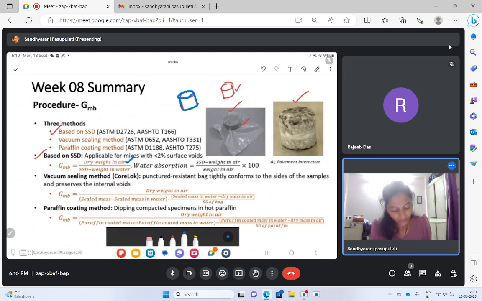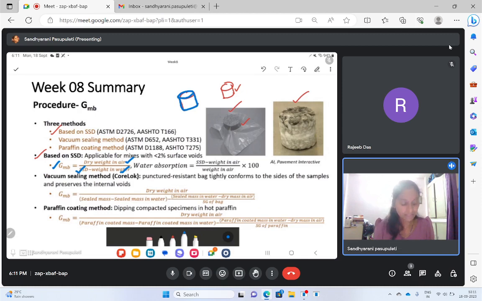That is the reason why we use this method of calculating the weight in water. For dense graded mixes there is no problem. We can calculate the weight of this specimen in the air, and also dip this specimen into the water and measure the weight in the water. Once after measuring the weight in the water, we take that sample out, take a cloth and wipe the surface of the specimen. That means we are removing the water present on the surface. That is called the saturated surface dry condition. Whatever water is inside the specimen, let it be there, but the surface water is completely removed. That weight is called the SSD weight. Once we know these three measurements, we can directly calculate the bulk specific gravity of the mixture.